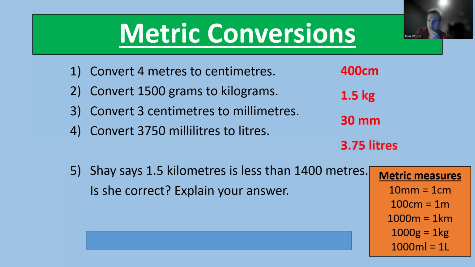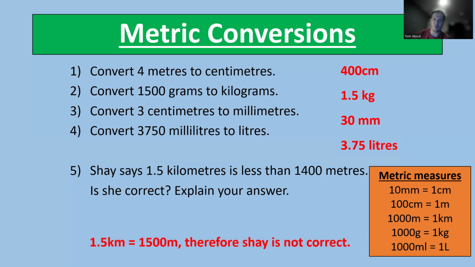Our last question here, this is more of a level 1 style question, but let's say Shay says that 1.5 kilometers is less than 1,400 meters. Is she correct? Explain your answer. So you could argue this either way. You could say, well, 1.5 kilometers is 1,500 meters. That's a fact. That's 1 mark. So she's therefore not correct.